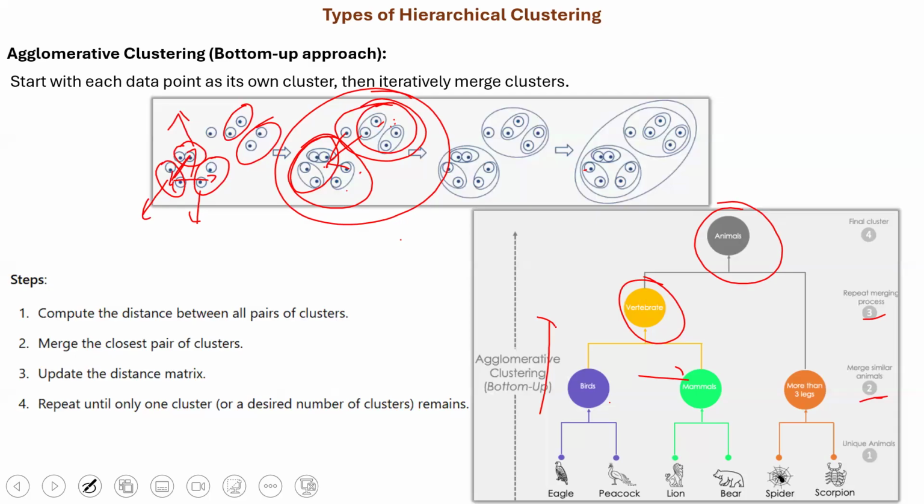Or you can also terminate this algorithm when you reach the desired number of clusters. Okay, ideally agglomerative clustering comes up with one single cluster, but if you want to terminate it when you get some k equal to 3 clusters, you can also do so. Okay, in agglomerative clustering. So this is all about the agglomerative clustering algorithm, which is a bottom-up approach.